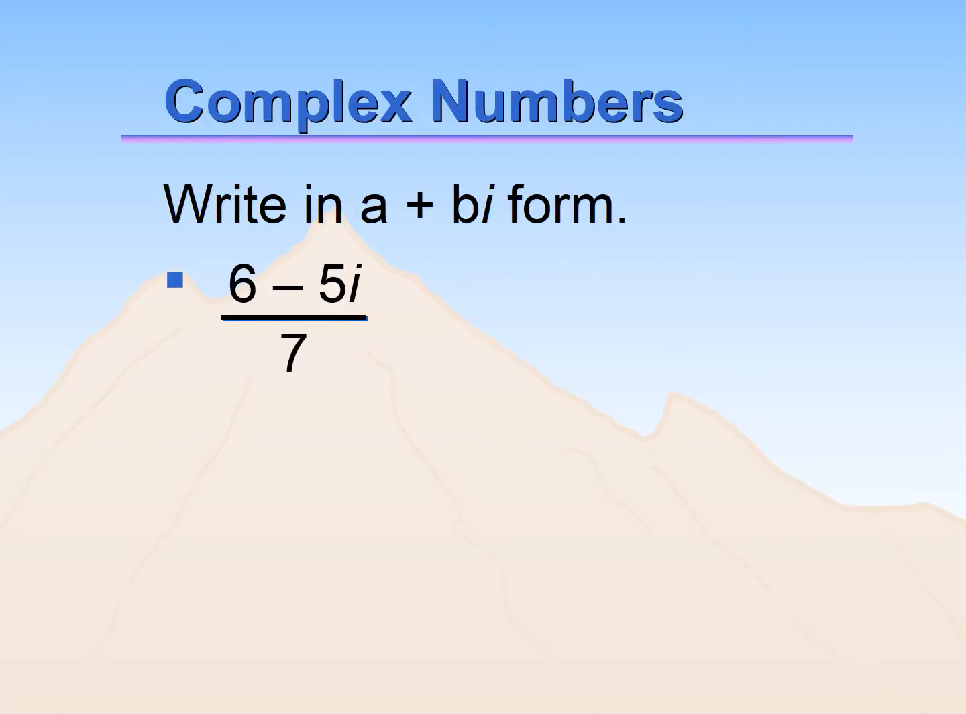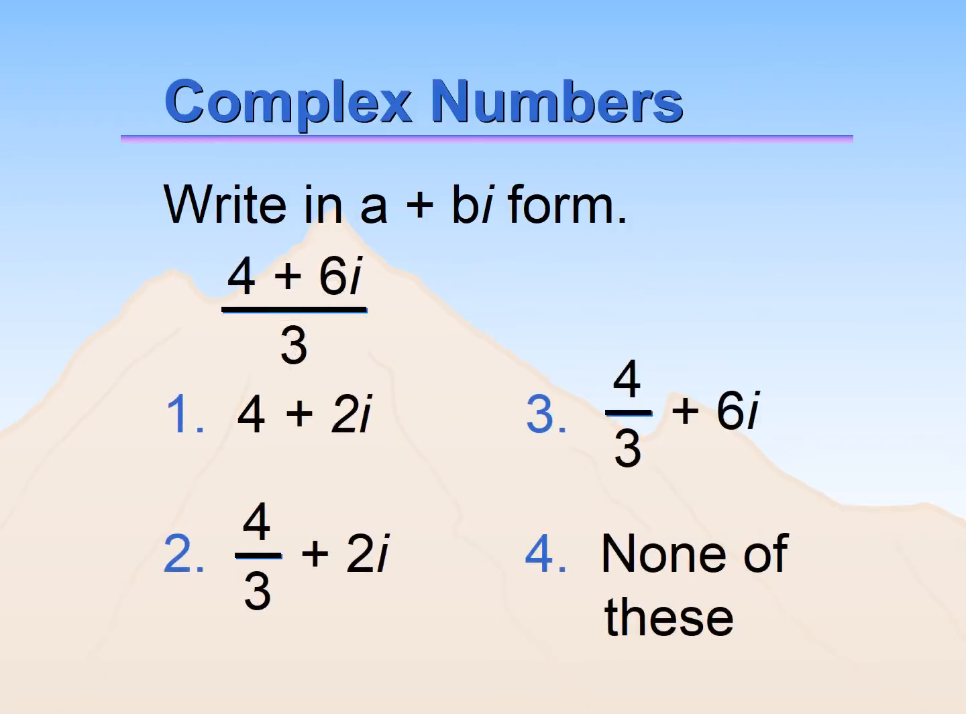Okay, let's do another one. So that 7 can go under each numerator. So we have 6 over 7 minus 5 over 7i. All right, let's do a practice. Go ahead and see if you can do this one yourself. Okay, you should have gotten option number 2. The 3 is going to go under each numerator. So you get 4 over 3 plus 6 over 3i. And 6 over 3 reduces to 2. So that's why option number 2 is the correct choice.